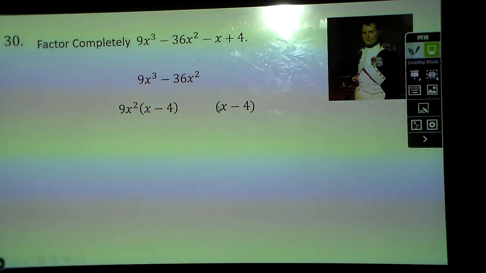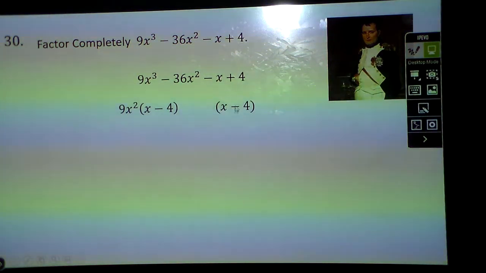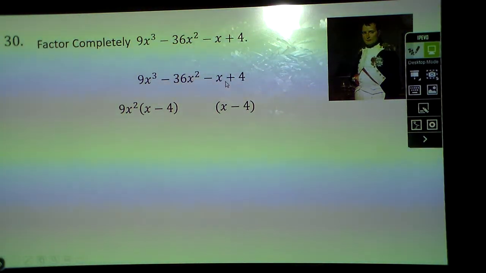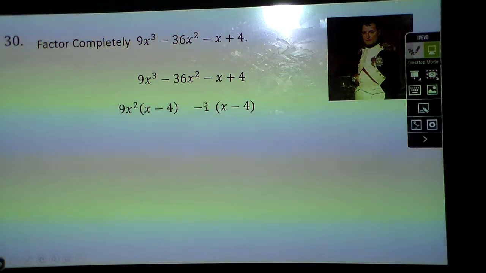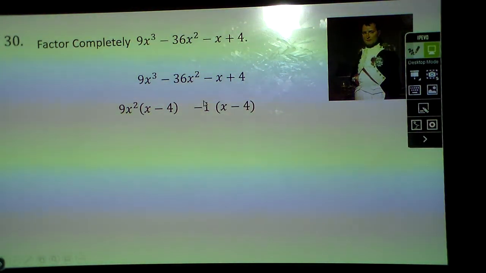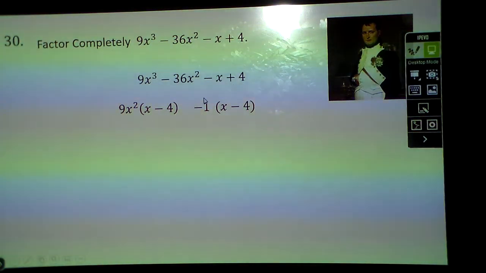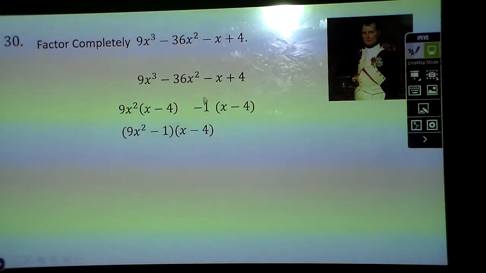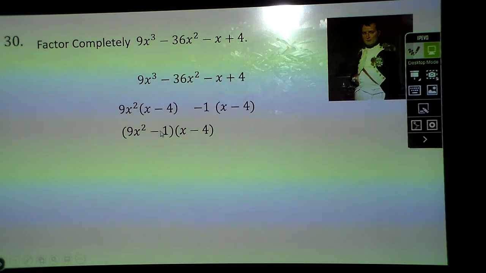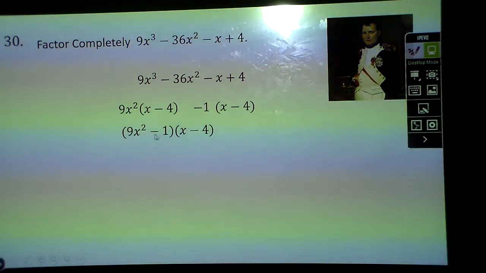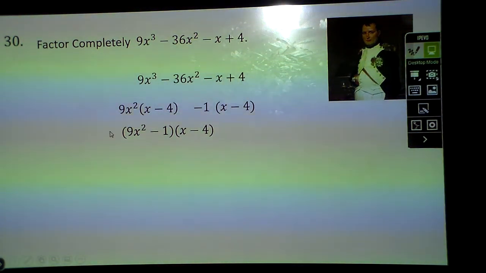And now what I need to do is this here. What would I multiply by x to get a negative x? Oh, that'd be a negative 1. And notice negative 1 times x and negative 1 times negative 4 will make those positive. So therefore my answer will be x minus 4 times 9x squared minus 1, except this will factor further because this is both square rootable, a difference of squares.